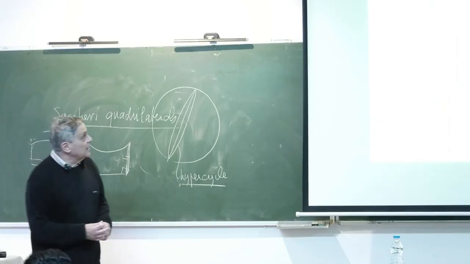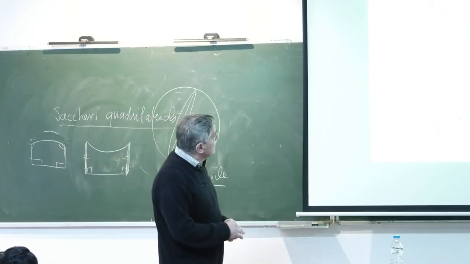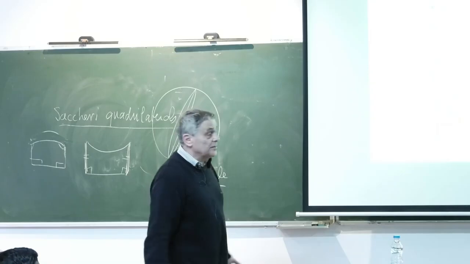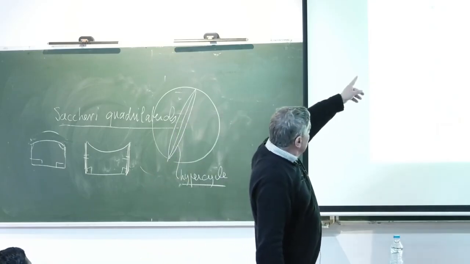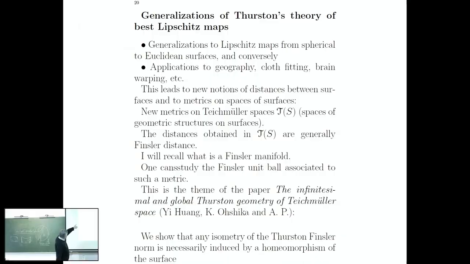So this is one thing. Now I will tell you more about best Lipschitz maps. In fact, this is the subject of my series of talks. Let me see what I wrote here. Generalizations to Lipschitz maps. Now, from spherical to Euclidean, we talked about this. I mentioned this problem of geography. We want best Lipschitz maps from the sphere, or from part of the sphere, to the Euclidean plane.